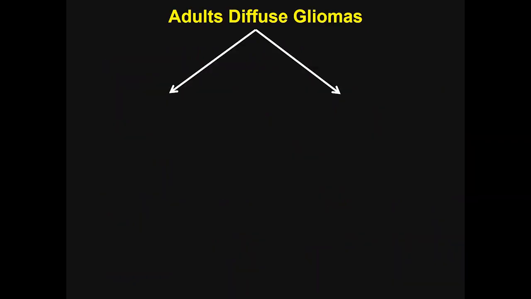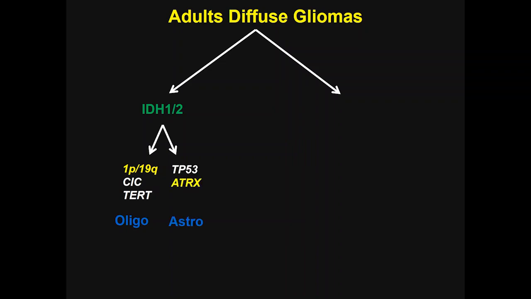So based on the IDH mutation, you can divide adult diffuse infiltrative gliomas into the ones which have IDH mutation. And as I said, majority will be IDH1 or IDH2 mutation. And the next thing to look at is if the tumor has 1p19q co-deletion, and these are your molecular oligodendrogliomas. If they don't have 1p19q co-deletion and they have ATRX and TP53, these are your molecular astrocytomas.